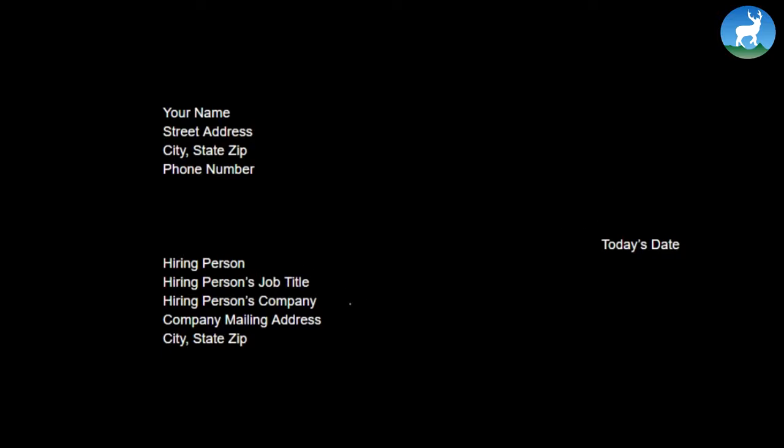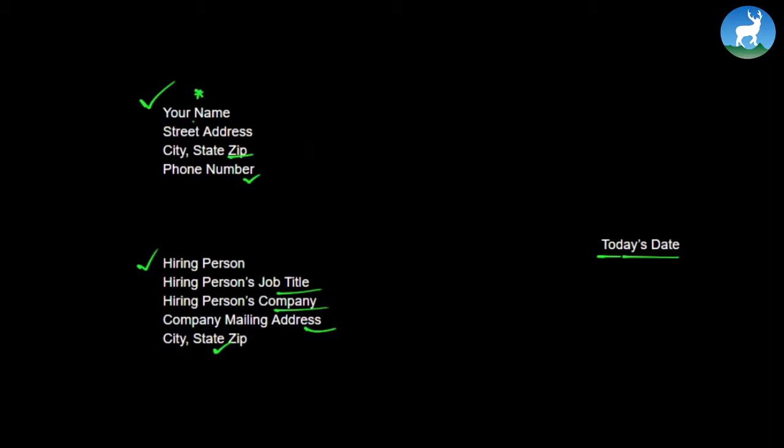So your letter will contain your name, street address or simply address, city and state zip number if you have got zip number, otherwise just write the name of the city, and finally your phone number. Write today's date here. Write the hiring person's name, hiring person's job title, hiring person's company's name, company mailing address. Correct. So write the company mailing address. Finally, write the city and state zip. You can write this section in the middle part also, but it's good if you write on the left hand side. No problem. Write date here.